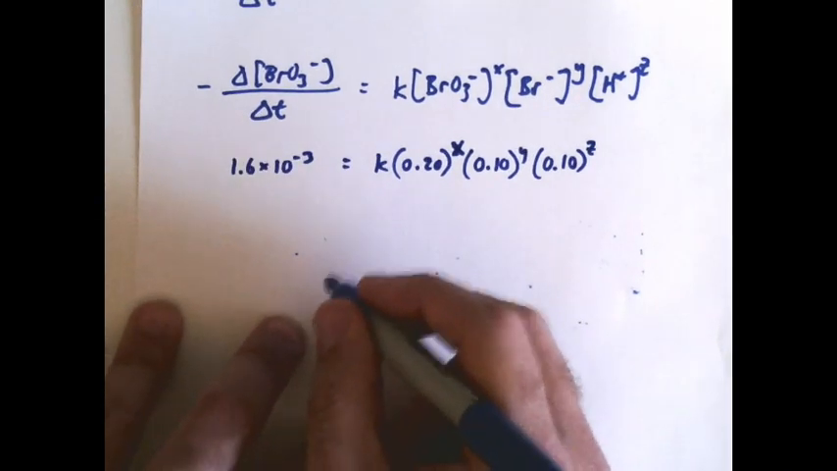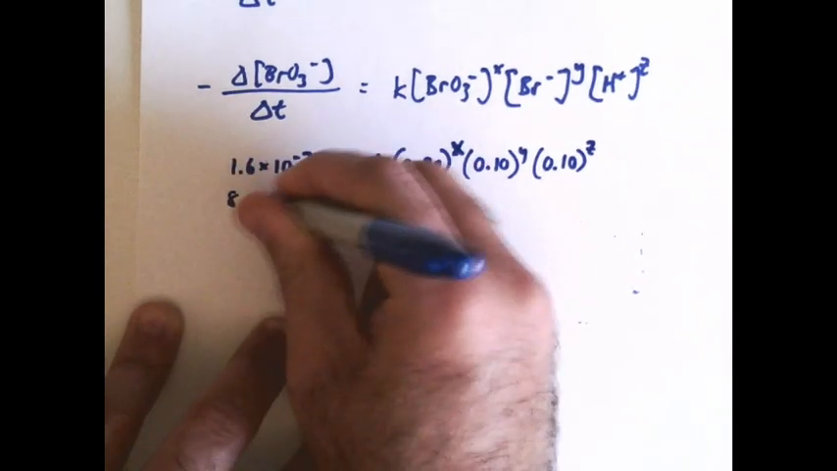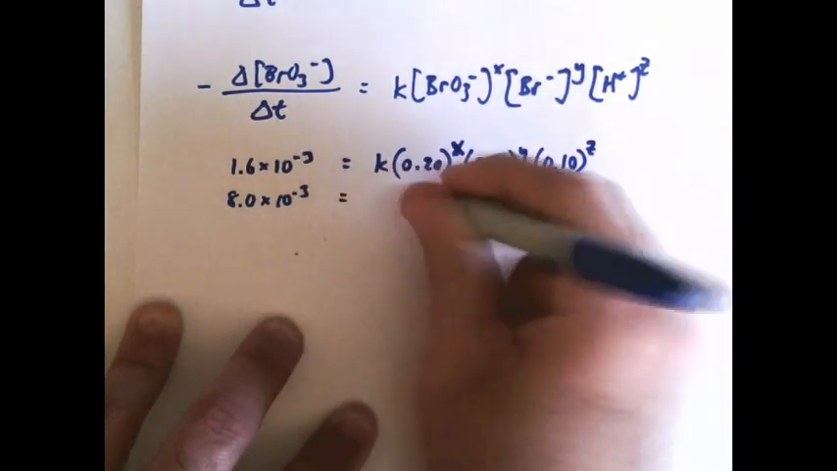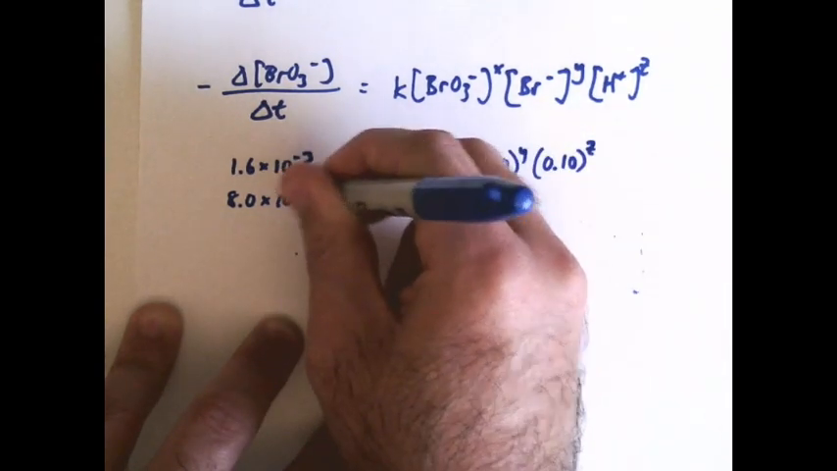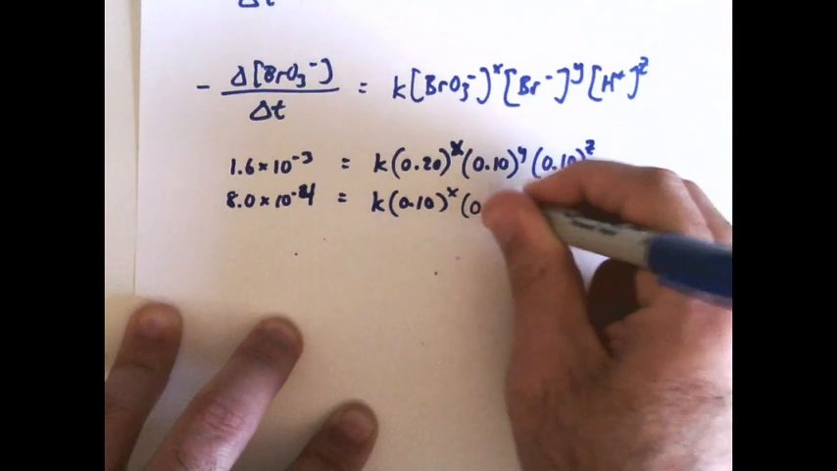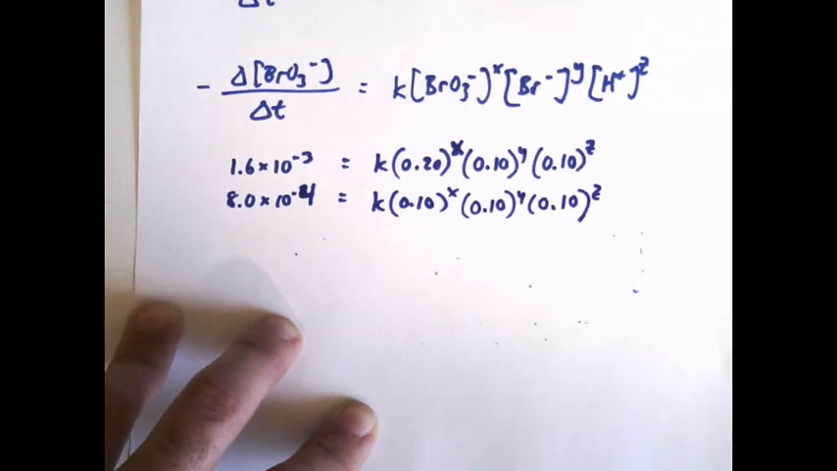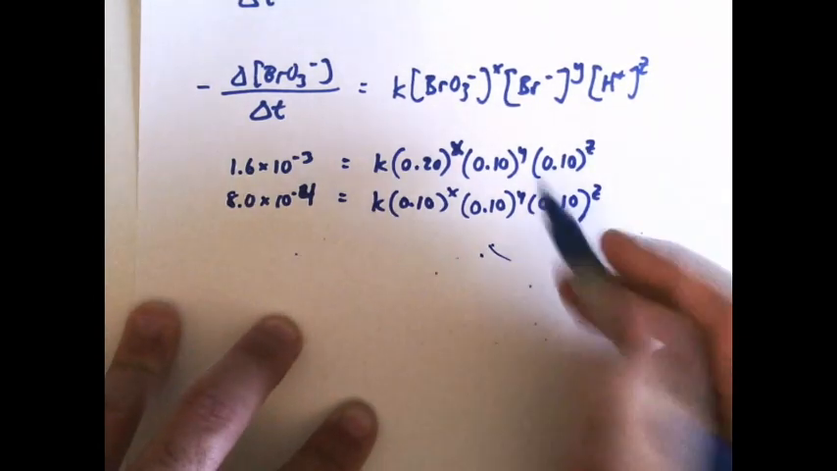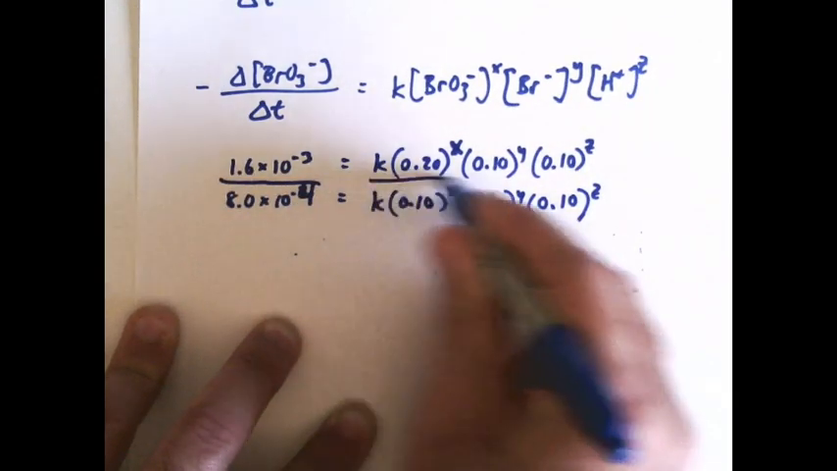And by the same token, I know that this same equation should hold in the other situation. 8.0 times 10 to the minus 4 equal to k again, times 0.10 to the x, 0.10 to the y, and 0.10 to the z. And now notice that because we've worked with two experiments that don't alter the concentrations of Br minus and H plus, it doesn't matter what the values of y and z might be. They cancel out if I go through here and divide both of these equations by each other.